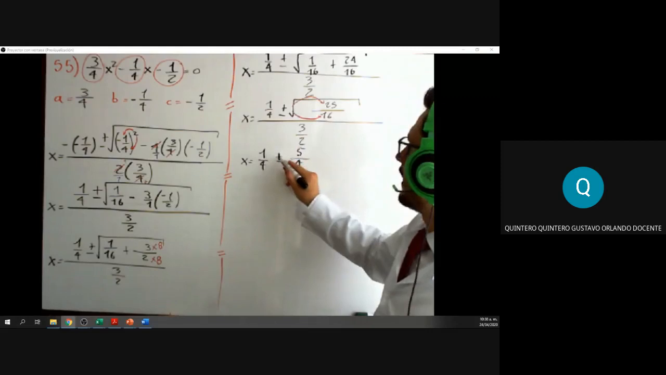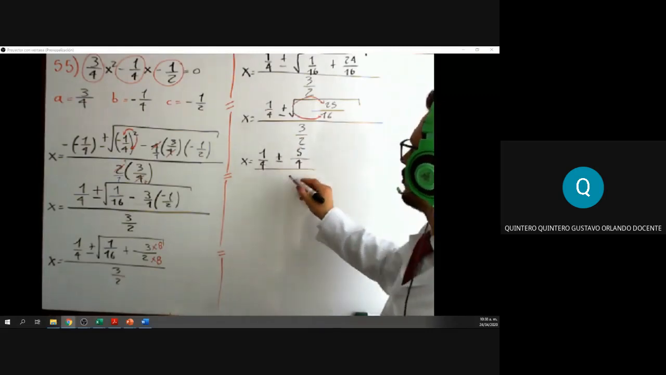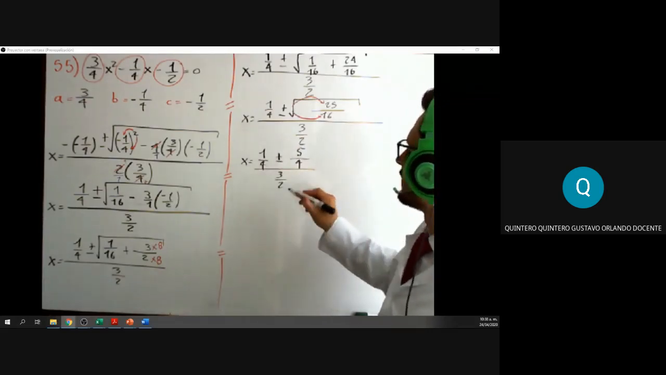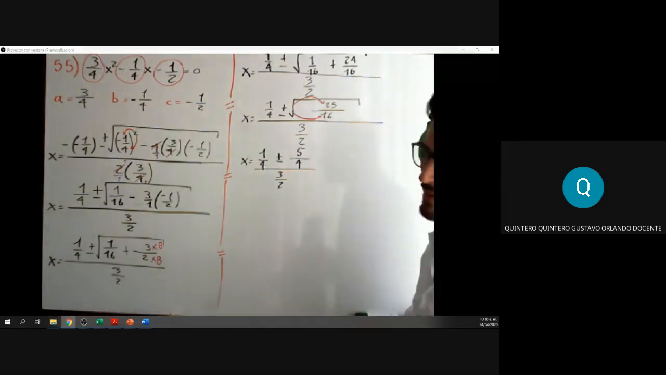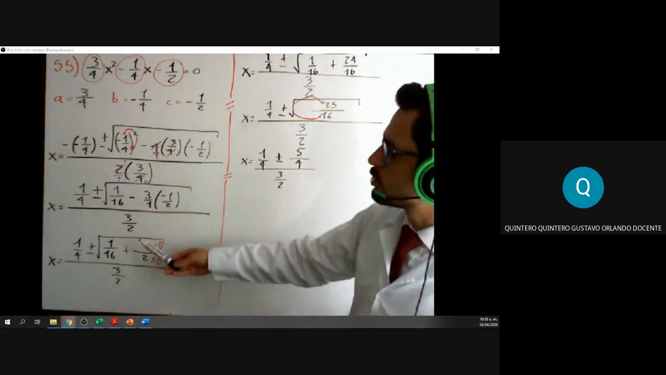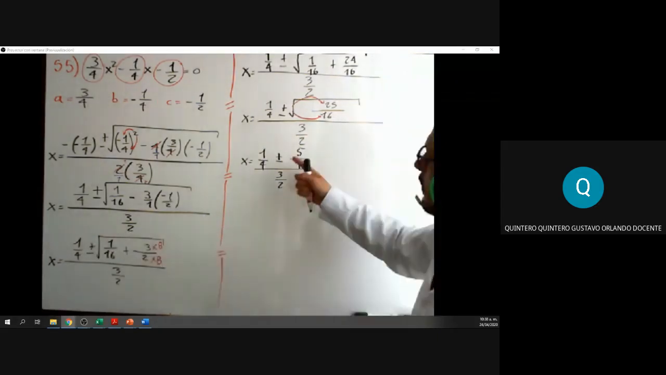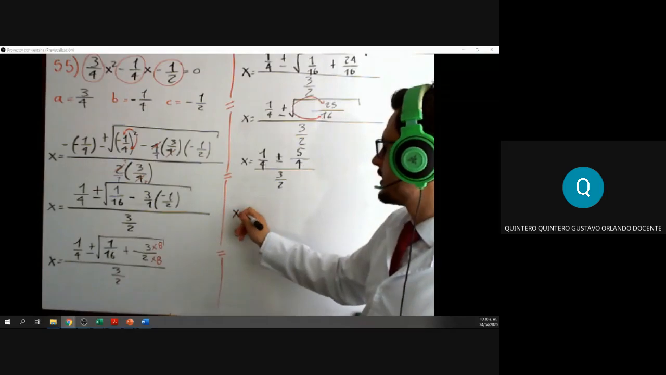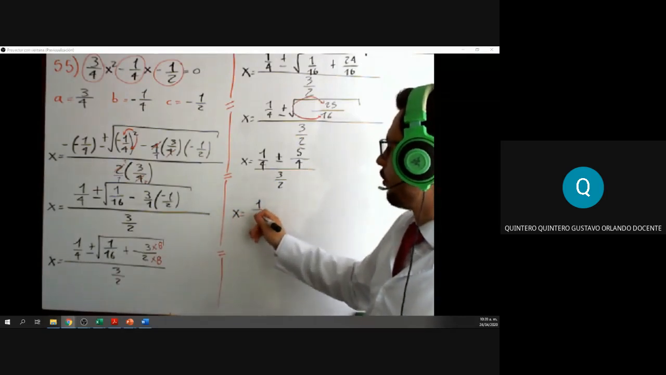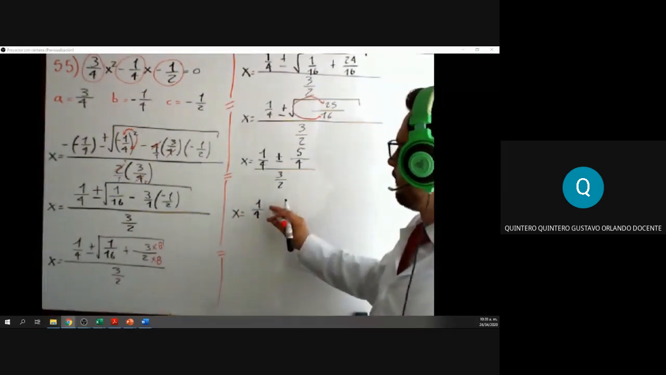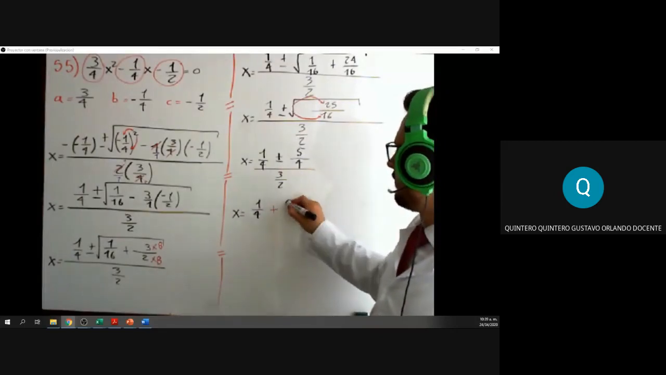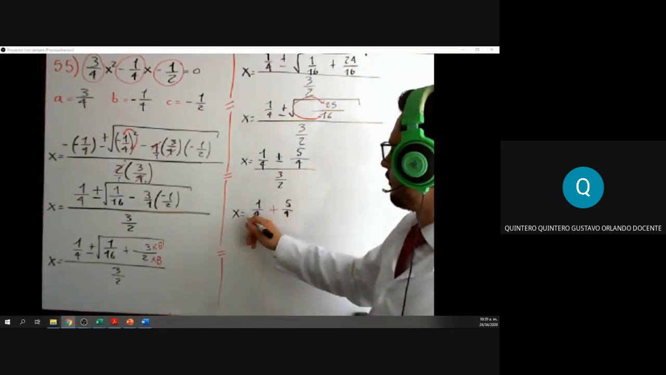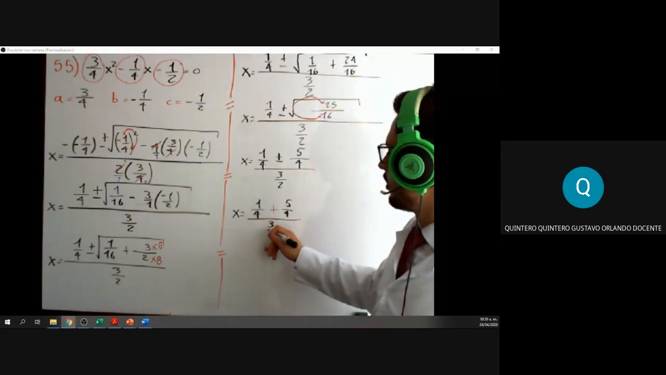So we have plus or minus 5 over 4, and all of this over 3/2. Look at that. This is the moment where we split our equations. The moment where you solve the root is the moment where you split the equation. So we have one equation, which is positive. X equals 1 over 4 plus 5 over 4, and all of that over 3 over 2.